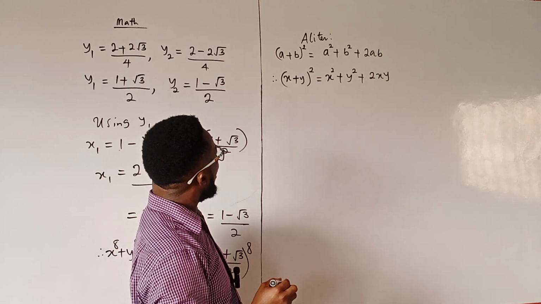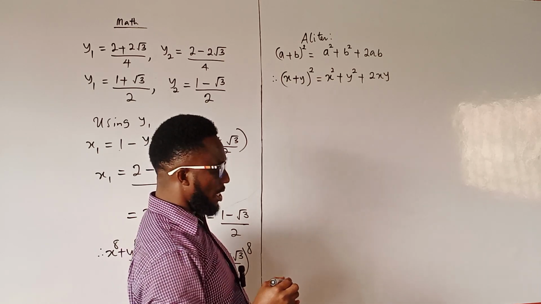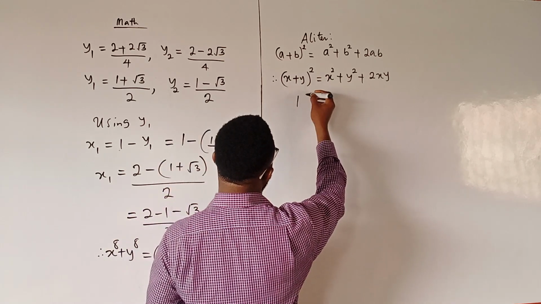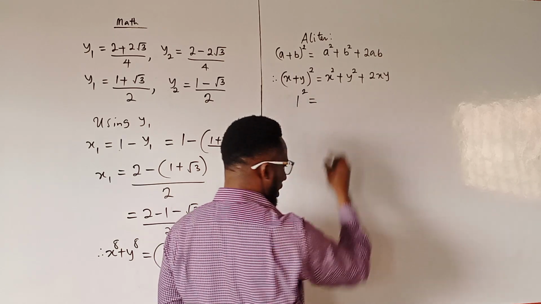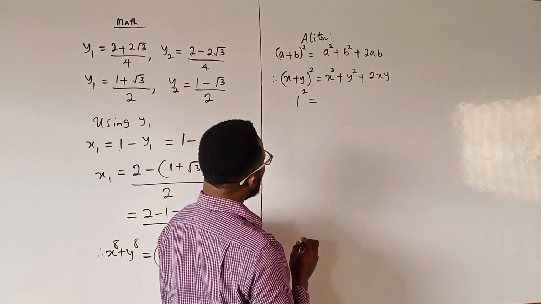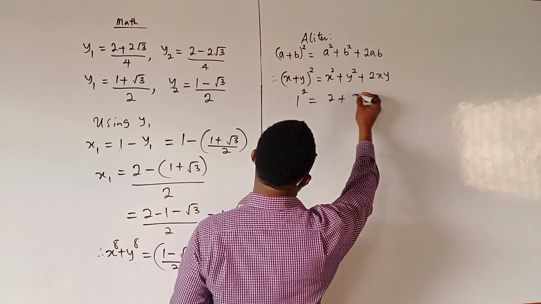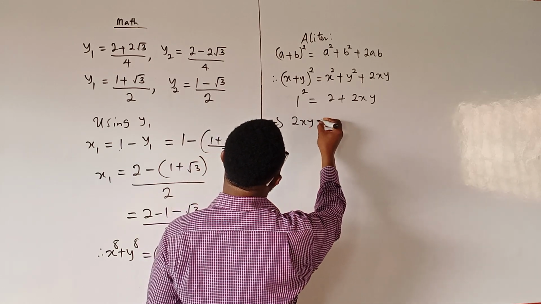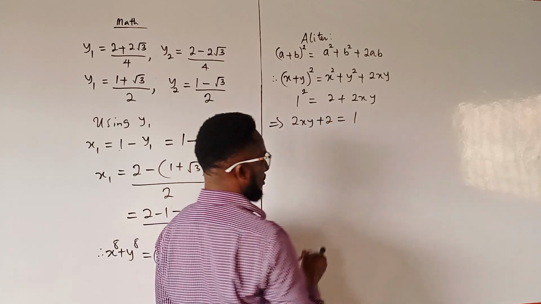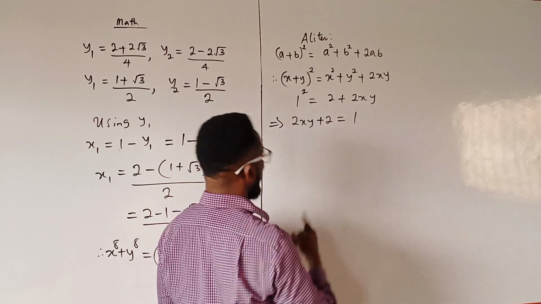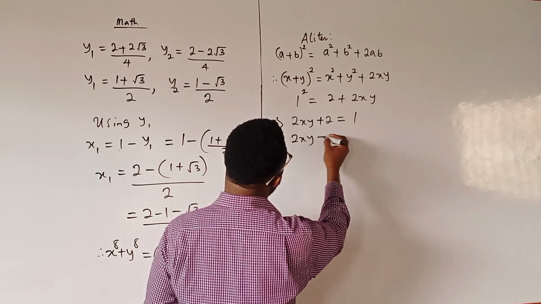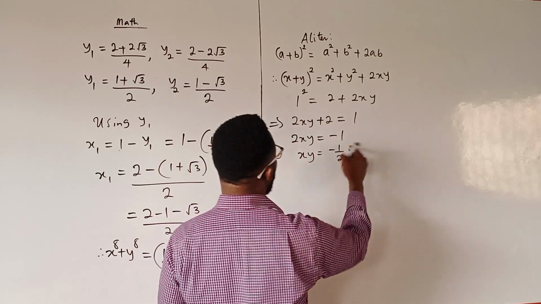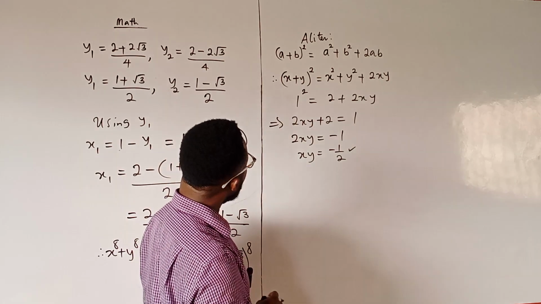Okay? And s plus y all squared, and s plus y is equal to 1. So this is 1 squared equal to s squared plus y squared, that's the second equation, plus 2sy. I can write this as 2sy plus 2 equal to 1. If I subtract 2 from both sides, 2sy will be equal to negative 1. So sy will be negative half. We need this for our further work.